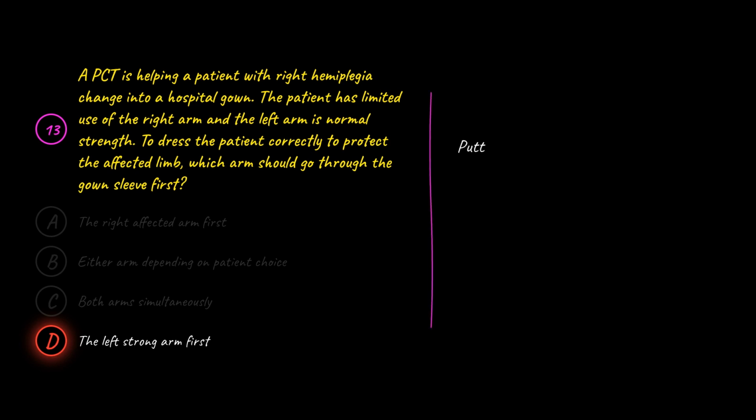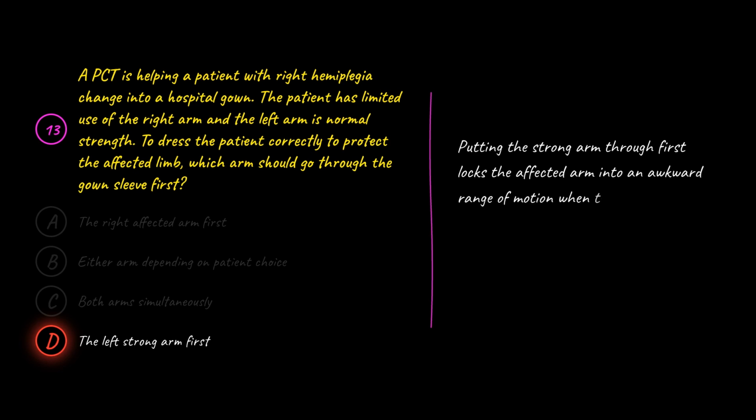D is wrong because putting the strong arm through first locks the affected arm into an awkward range of motion when the second sleeve must go on. This twists the weak shoulder and increases the risk of joint strain and pain.